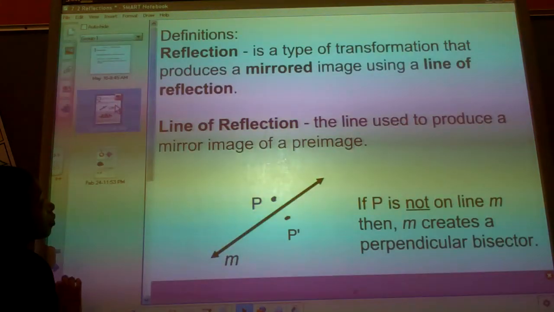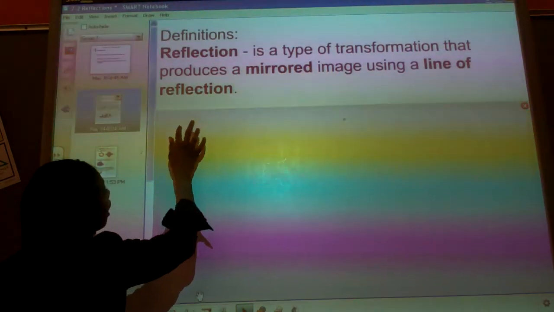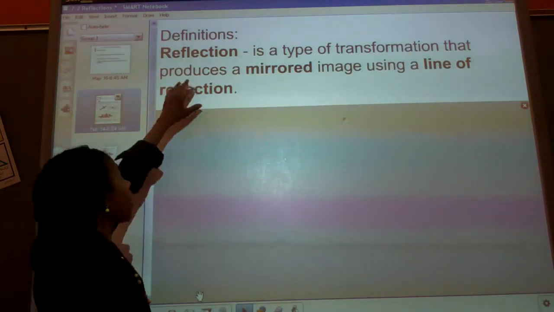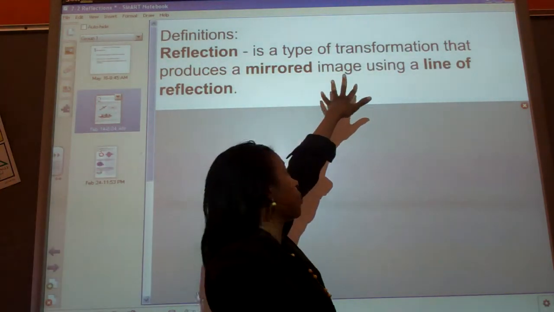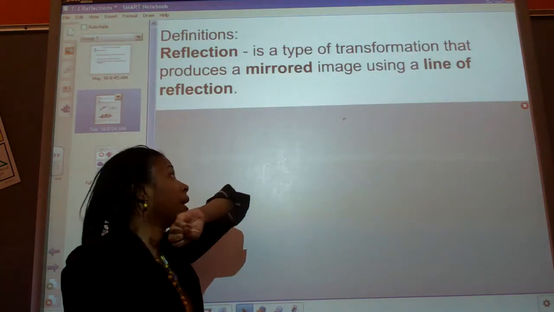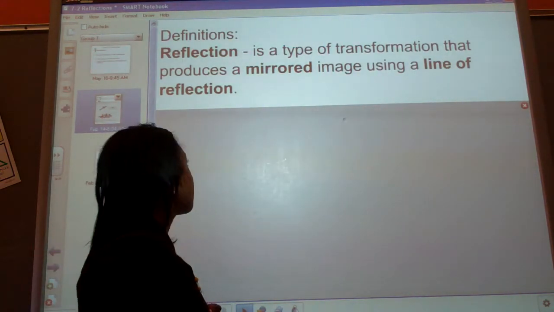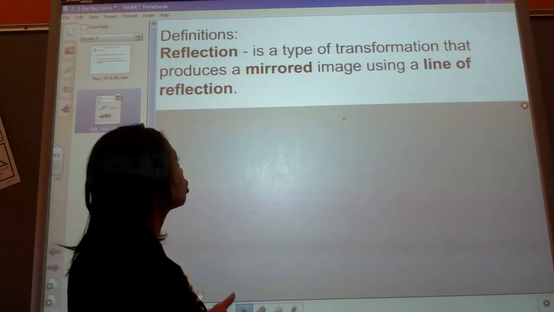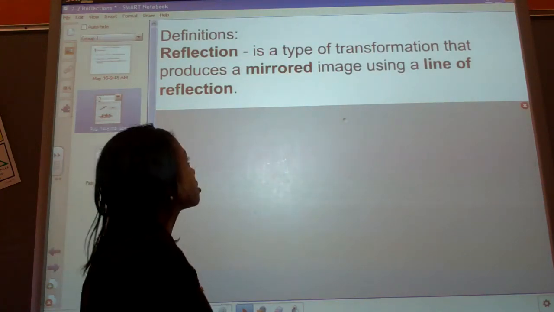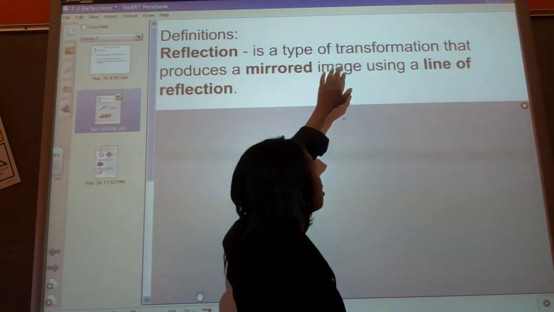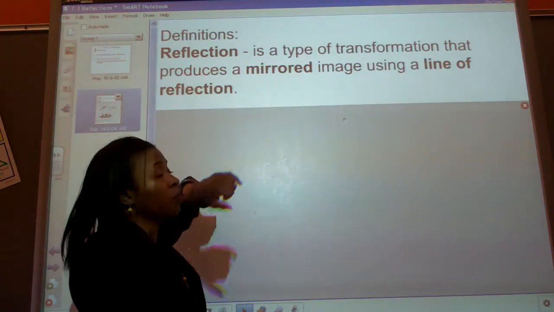To begin, let's start with the definitions. And we're going to start with reflection. Just a reminder, reflection is a type of transformation. There are 3 types of transformations. We talked about it in the 7-1 video. It's a reflection, a rotation, and a translation. Those are the 3 types of transformations. Today we're going to look at the reflection.